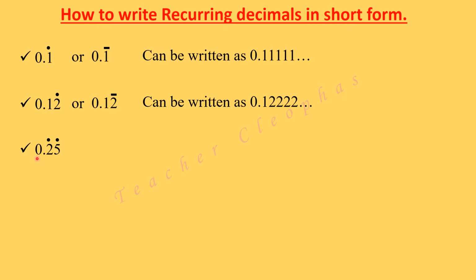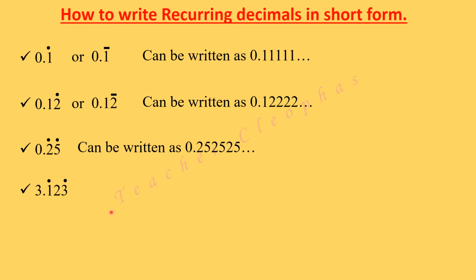Another example is 0.25 with a dot on both 2 and 5, meaning that both 2 and 5 are repeated in that order. So this can be written as 0.252525... to mean that 2, 5 can be repeated infinitely.